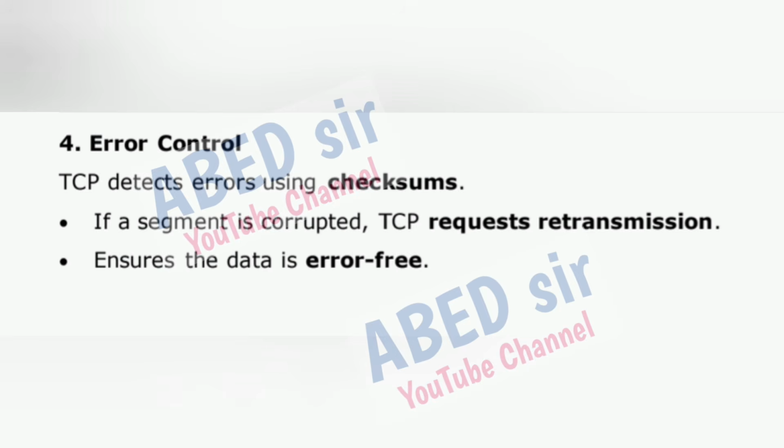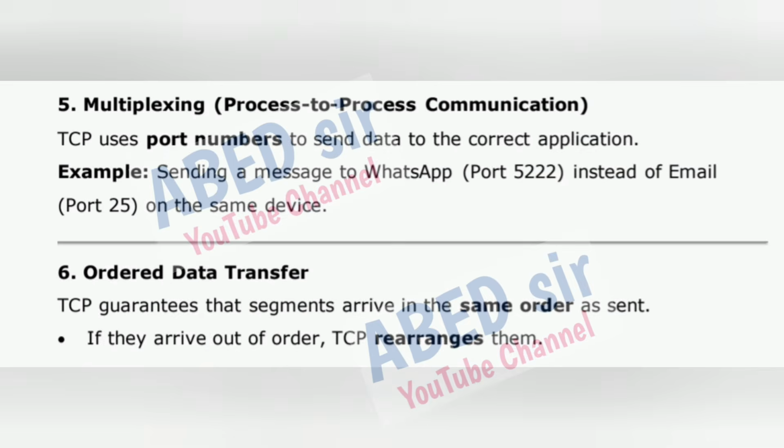If a segment is corrupted, TCP requests retransmission. Ensures the data is error-free. 5. Multiplexing, process-to-process communication. TCP uses port numbers to send data to the correct application. Example: sending a message to WhatsApp, port 5022, instead of email, port 25, on the same device.